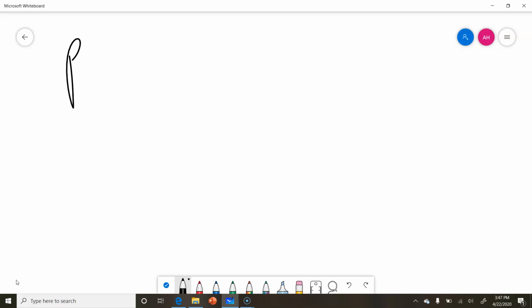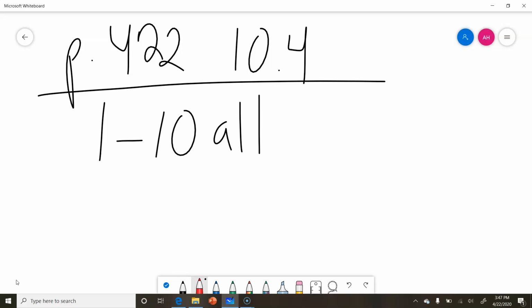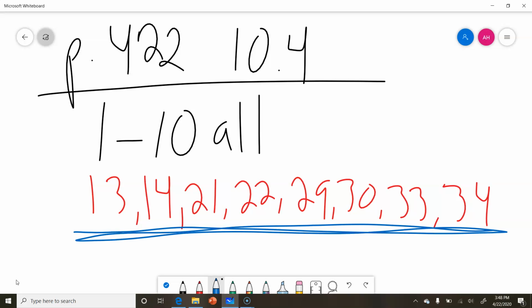Okay, so here's the homework for today. Pretty straightforward. It is on page 422. This is 10.4. And we're going to be doing numbers 1 through 10 all. Okay, they're not very hard. And then we're going to be doing, pay attention to these, 13, 14, 21, 22, 29, 30, 33, and 34. Okay, it's kind of a weird number combination down here. 1 through 10 are very straightforward. And there's one spot where you just have to write whether or not they are a perfect square.